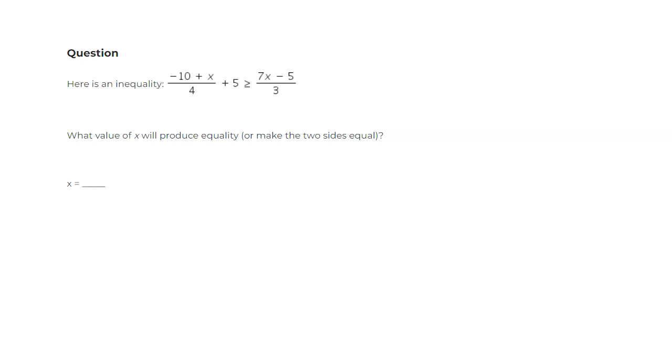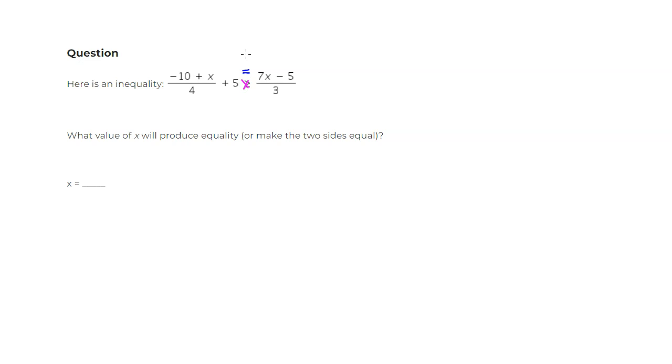All right, let's look at this following inequality question, but as it turns out, this is actually an equality question. So we have this inequality. It asks what value of x will produce equality. What they mean is they ask you to ditch the inequality and turn it into an equality, and find the solution. All right, so let's do this.